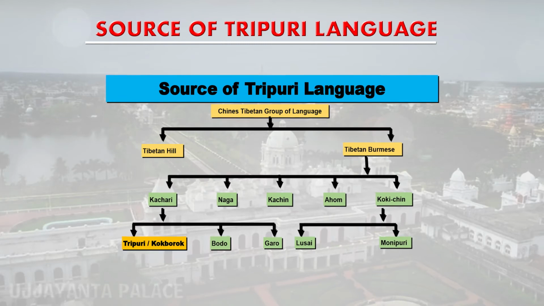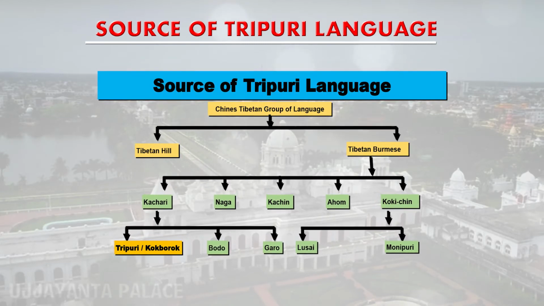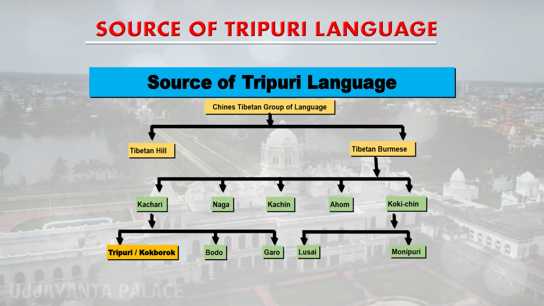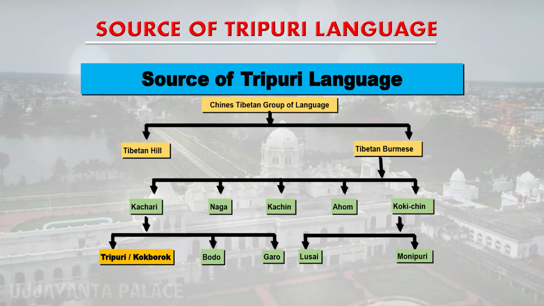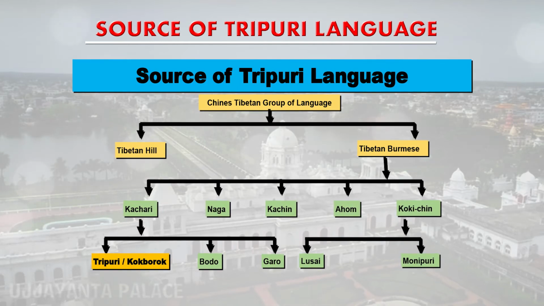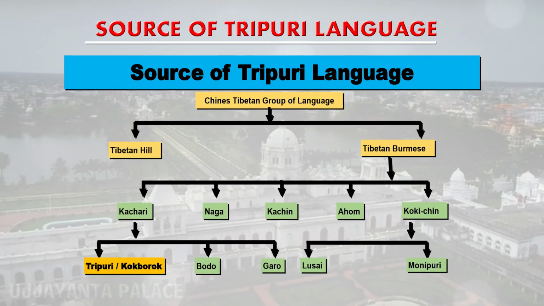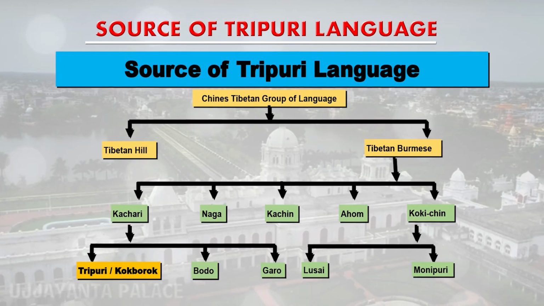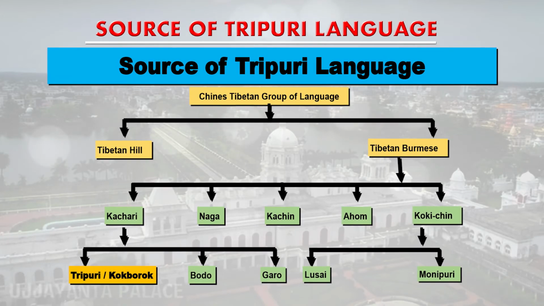Now the Tripuri language is basically of Tibeto-Burman origin, and it is descended from the Kachari language. The Tripuri or Kokborok language, Bodo language and Garo are basically the same kind of languages, so many people believe that the Bodo language is the source of the Tripuri or Kokborok language. The language of the Tripuri tribes is generally called Kokborok, which is a government-recognized second language of Tripura.